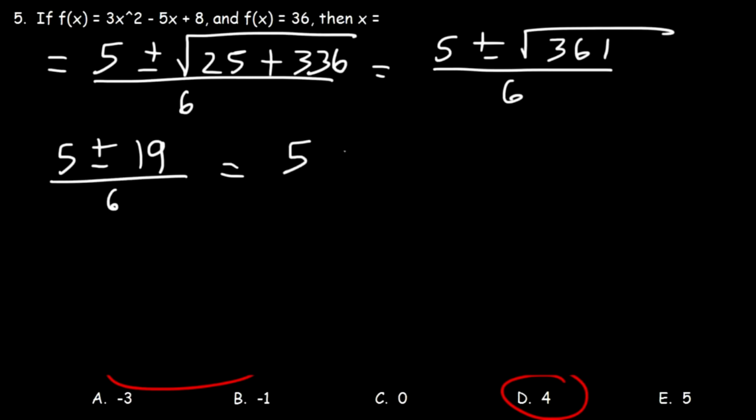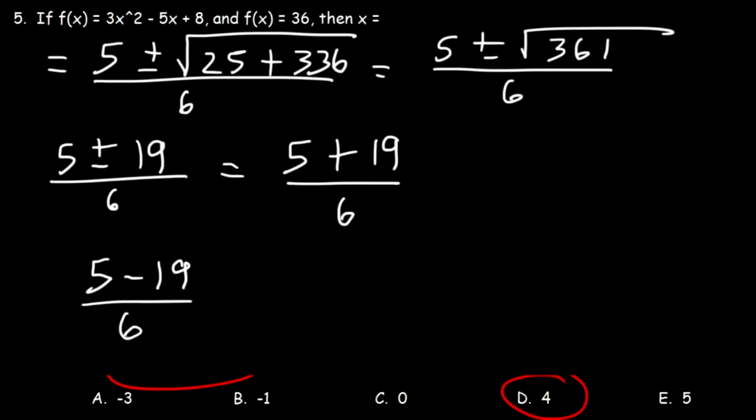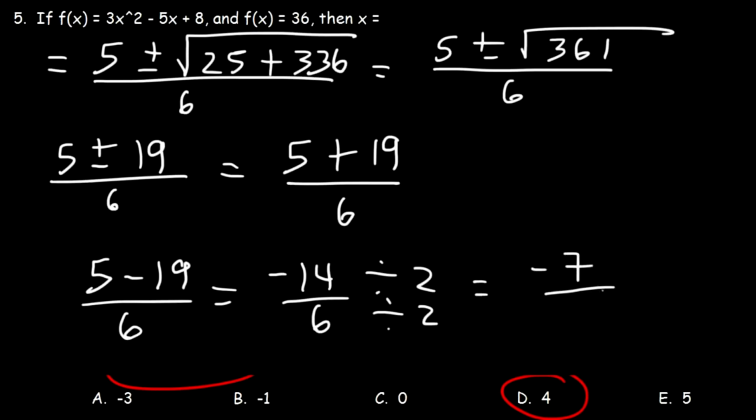The first one is going to be 5 plus 19 divided by 6, and the second one, 5 minus 19 divided by 6. 5 minus 19 is negative 14. And you could reduce negative 14 over 6 by dividing the top and the bottom by 2. This will give us negative 7 over 3, which was one of the answers.